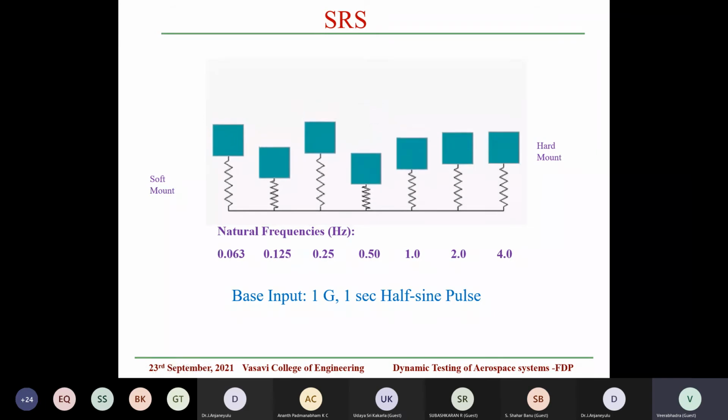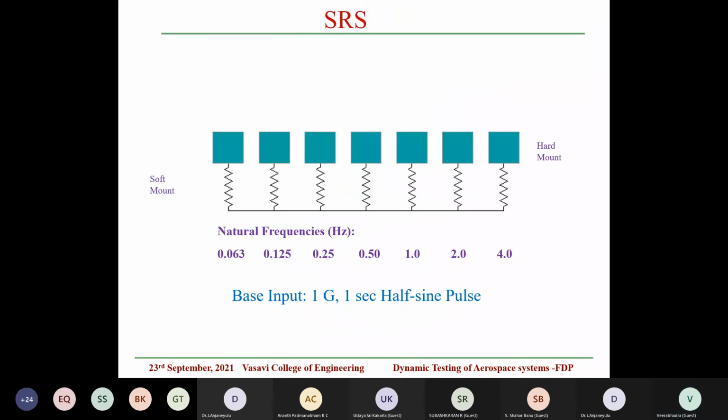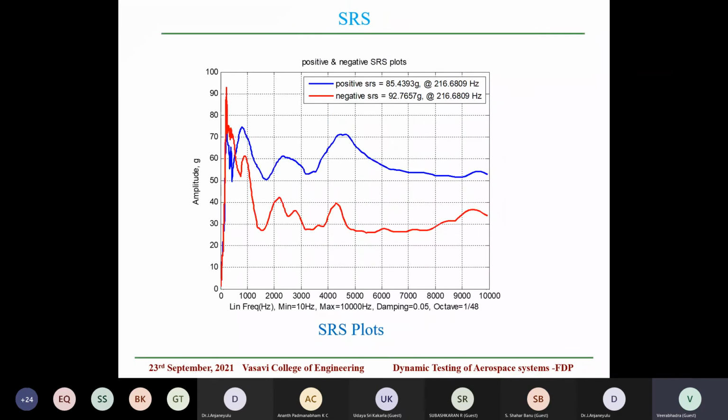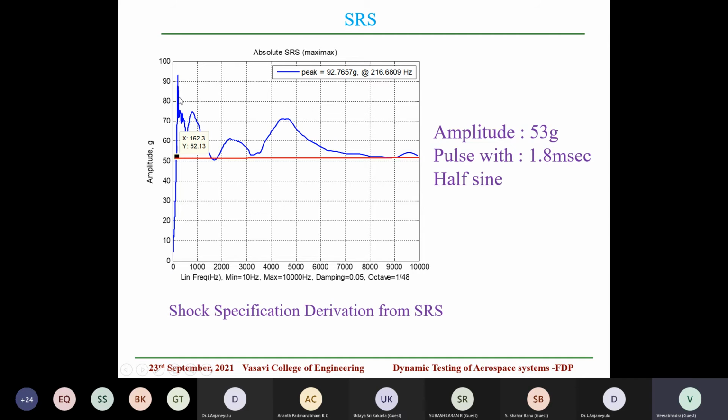So this tells you, for example, a field shock is like this. This has to be converted into SRS form, and from the SRS plot we will derive what input we can derive in the field, so that the correct damage input is given to the system. A typical case I have shown here: we have derived 53 G, 1.8 milliseconds. A half sine is enough for simulating this kind of response on the systems.